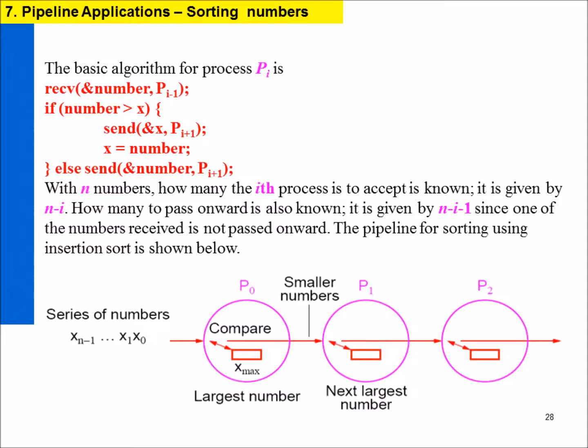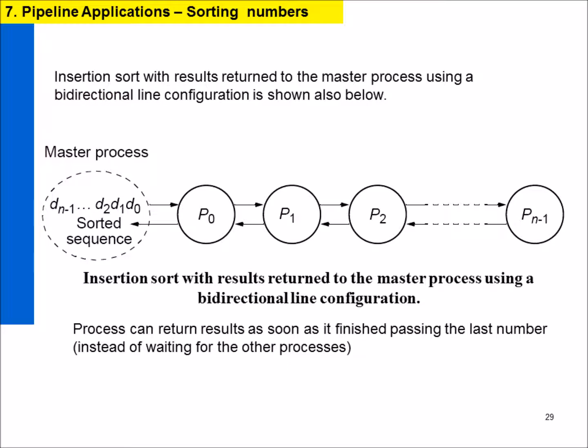So if you know how many numbers there are, then how many the ith process needs to accept is known. It is n minus i. How many to pass onward is also known. It is given by n minus i minus 1, since one of the numbers received is not passed onwards. So this picture here shows you what goes on in such a situation. The pipeline is illustrated in this figure.